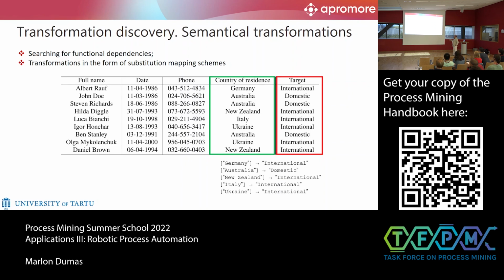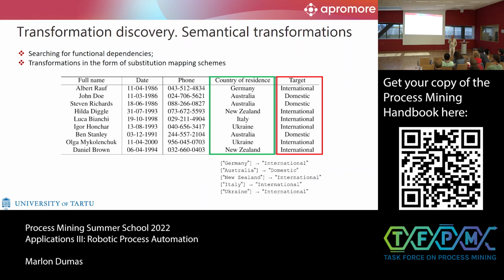Or you can find mappings of the form: if it's Germany, it's international; if Australia, it's domestic; if New Zealand, it's international, etc. So there are these mappings. Now, there is another technique. It's very funny. There is another technique that finds functional dependencies in a database.